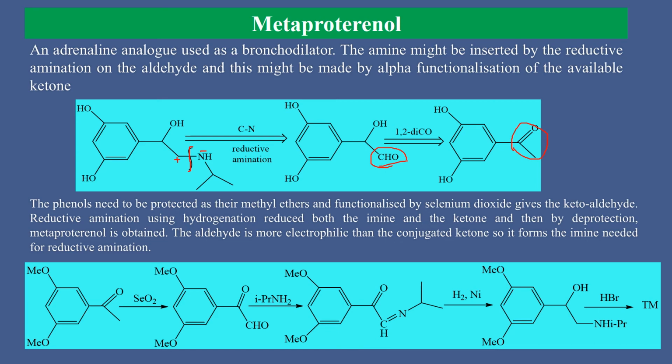So next is this synthesis. When we have dimethoxy on a benzene, it is acylated to obtain this compound. When it is oxidized in the presence of selenium dioxide, this formyl group is added, and then when it reacts with isopropyl amine, an imine is obtained, which is reduced to our target molecule.